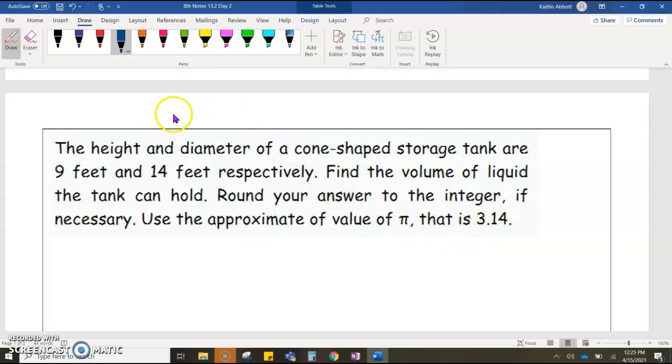Okay, so it says the height and diameter. So usually when they kind of tell you in order, like height and diameter, they give you the numbers usually in the same order. So the height is 9.